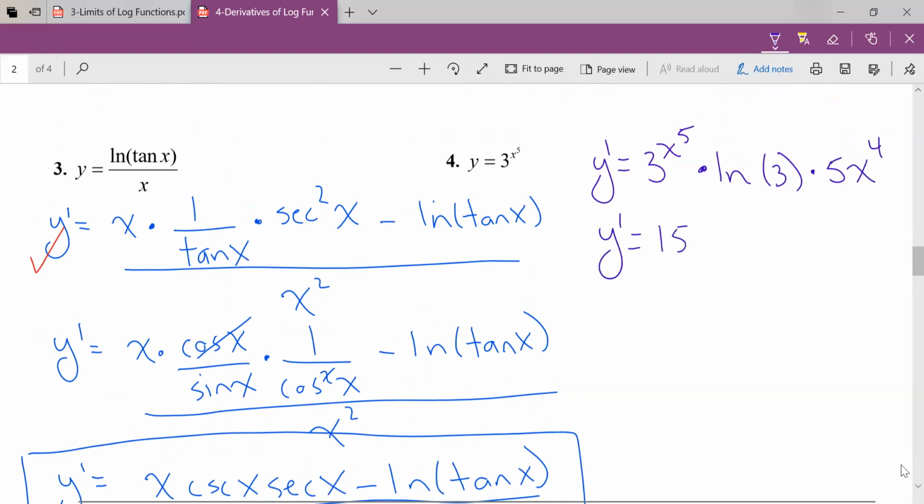So this will be 15 x^4. Oh no, take that back. What is he doing? He's going crazy. He doesn't have enough coffee in him. Don't do it. I just did. That was really bad for a second, friends.